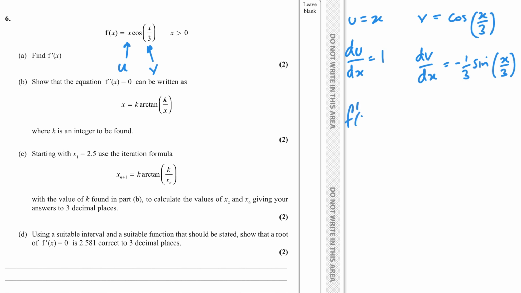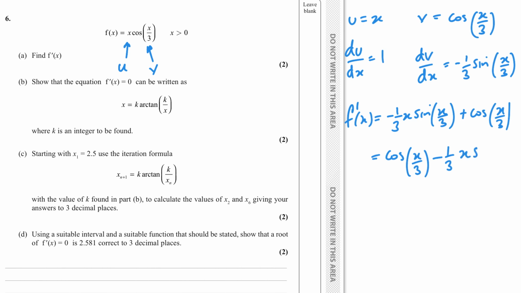So my differential is u times dv by dx, so these two multiplied. So that's minus 1/3 x sine x over 3. And then v times du by dx. So it's 1 times this cos, so we get plus cos x over 3. Or a nice way around to write it would be the cos first, minus the sine part.